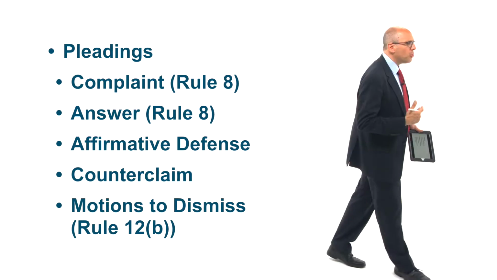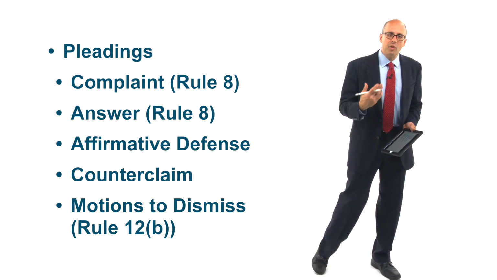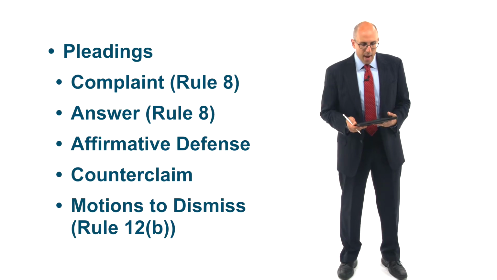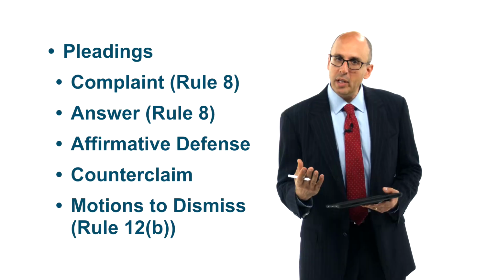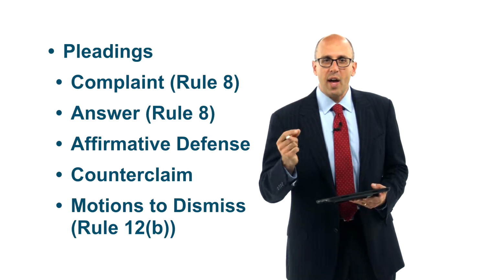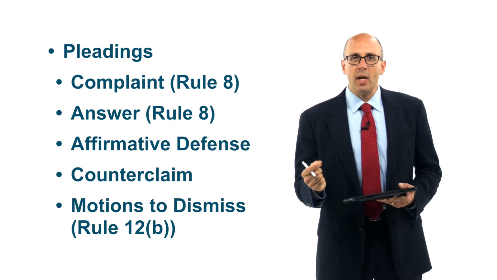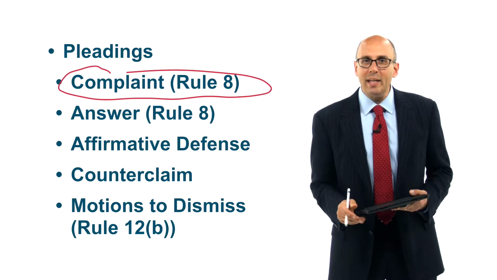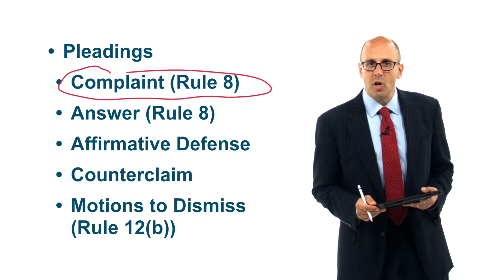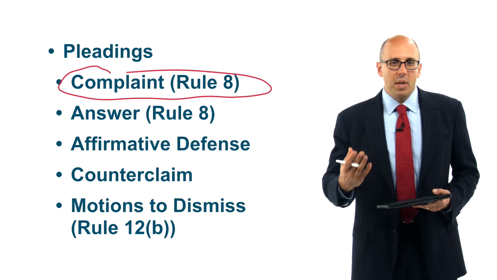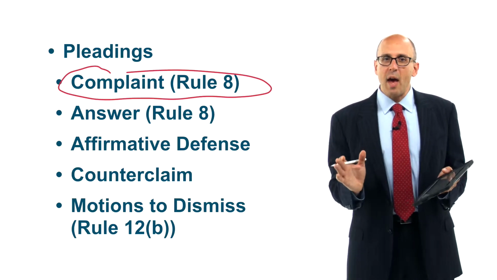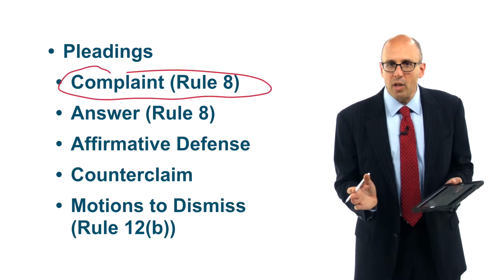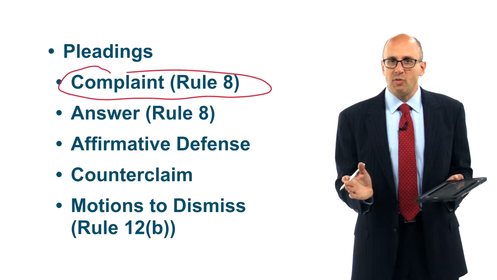All right, so how do you start a civil suit? You file what are called pleadings. And the first pleading that is filed to start a suit, to get it going, is called a complaint. And it is governed by Rule 8 of the Federal Rules of Civil Procedure. And the complaint doesn't actually have to have that much information in it, because often a plaintiff doesn't know that much at the time that the complaint is filed.